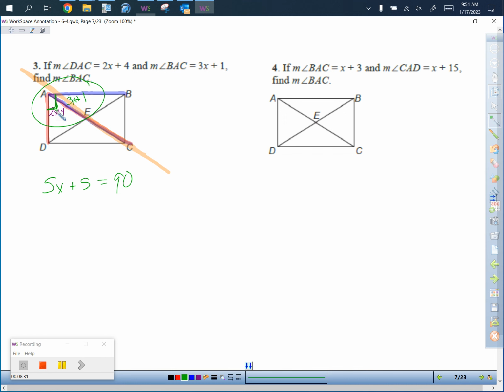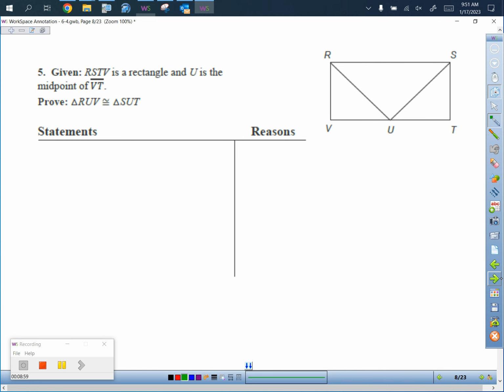Definition of rectangle. Isn't that part of the definition? Right? So 5x equals 85, and then x equals 17. You guys cool with that? Nice. If you have any questions like that and you're not sure what to do, holla at me. But we're going to move forward to proofy time.